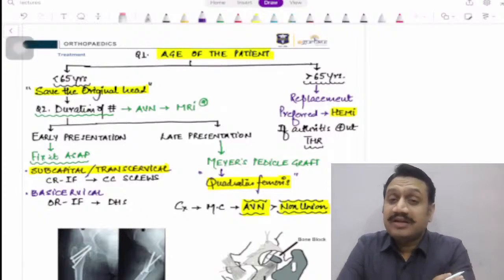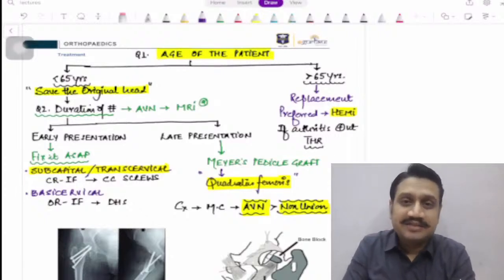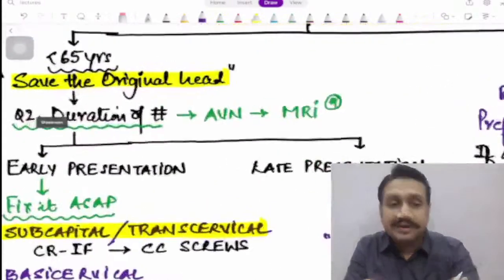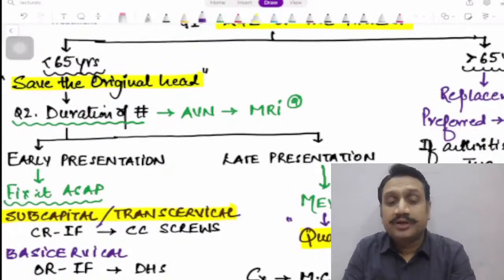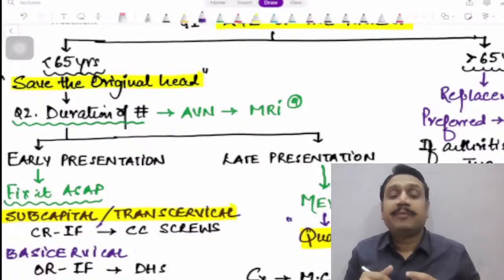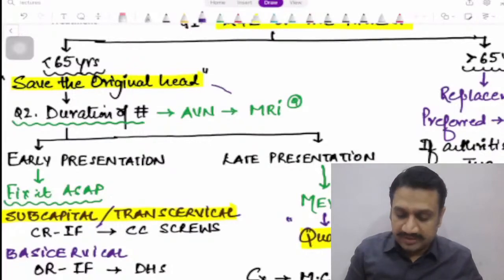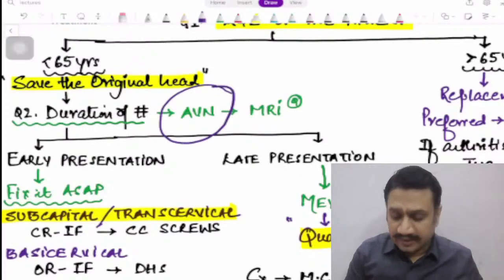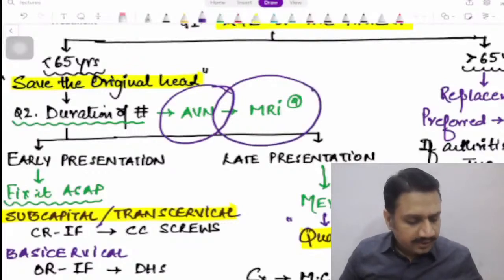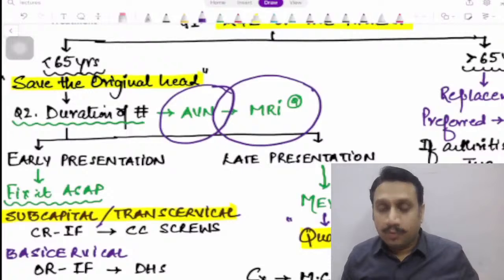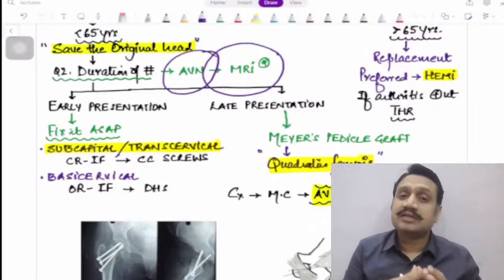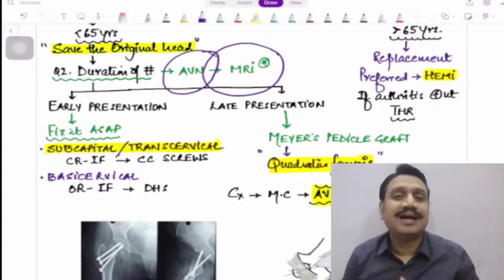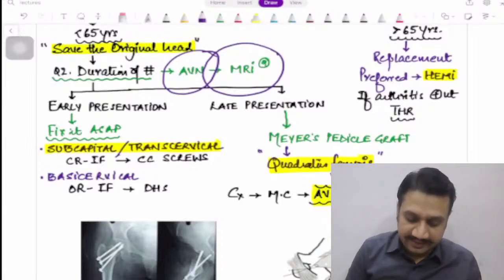So this is the replacement part, and when the patient's age is less than 65, the aim has to be to save the original head. Now, how to save the original head? It depends upon the duration. Why? Because with the duration, I'm expecting to understand whether avascular necrosis is developing or not. When you are talking about AVN, you should get an MRI done. When the patient is not having any necrotic patch, the MRI is not showing necrosis, and the presentation is early, then my plan is to fix it as early as possible.